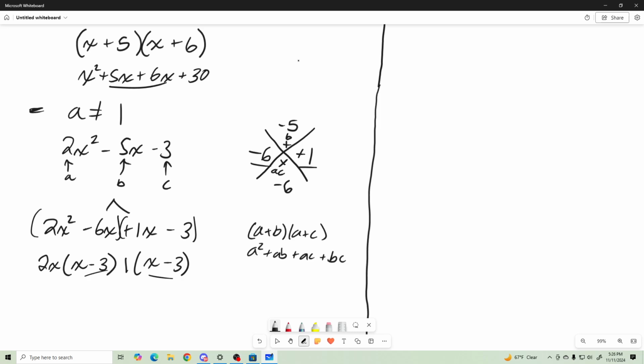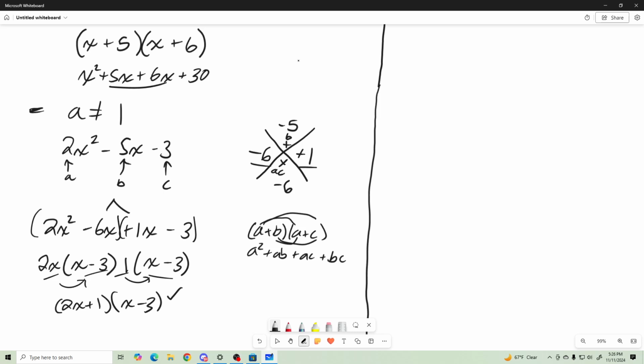And the idea is that this a is being distributed to both of these terms, and this b is being distributed to both these terms, right? So in other words, if both of these things are being distributed to the same thing, it's as if we're FOILing it. So we can rewrite this as 2x plus 1, both of these pieces, times x minus 3. And again, it's because we're multiplying both of these pieces by x minus 3 that we're allowed to combine these terms. And this here is our solution.